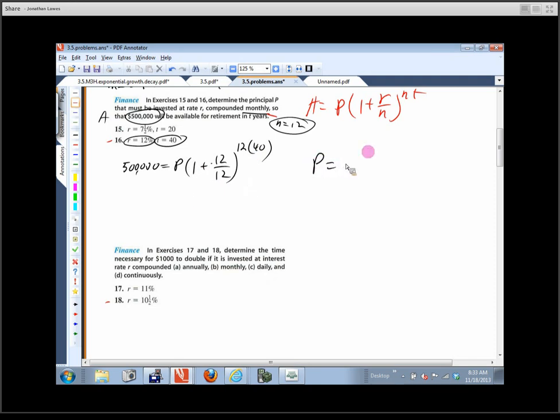So I'd have P equals, I'd have 500,000 on the top. Then I divide by 1 plus, this would just be 0.01, wouldn't it? 0.12 divided by 12. Raised to the, is that 480? That'll be a little easier to type into your calculator. Okay? Go ahead and type that into your calculator and see what you get.